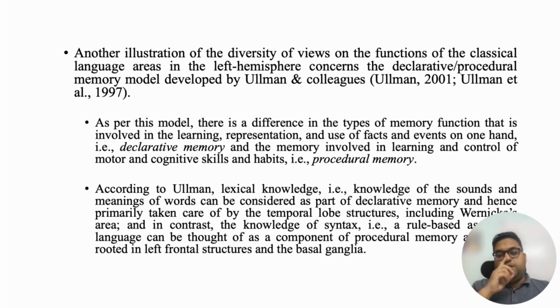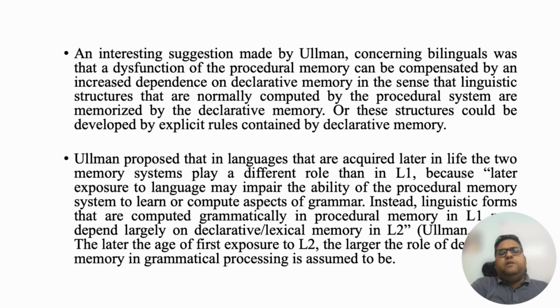So basically what we are seeing is that the distribution is not in terms of specific types of concepts, but the specific way in which these concepts are actually acquired, whether they are acquired as facts and stored in a place, whether these are acquired as skills and stored in a different place. Now, an interesting suggestion made by Ullman concerning bilinguals was that a dysfunction of the procedural memory can actually be compensated by increased dependence on declarative memory, in the sense that the linguistic structures that are normally computed using the procedural system are actually memorized by the declarative memory.